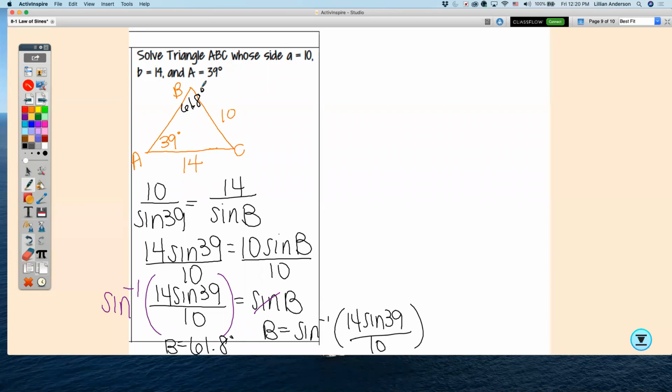Now at this point, this is where you should check to see if you have two triangles. First off, we already know that we're going to have at least one triangle because we got an actual value for angle B. If there were going to be no triangles, then we would have ended up with an error message here. Like literally our calculator would not give us an answer. Okay, so we know we have at least one triangle. This is where we check to see if we have two triangles.